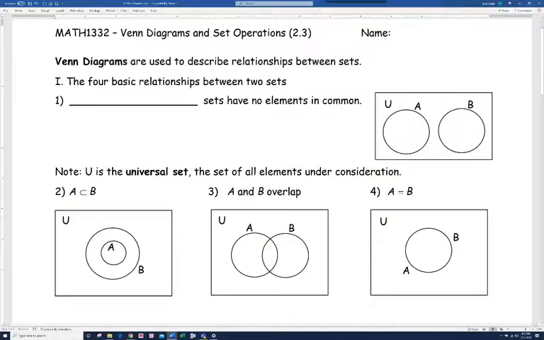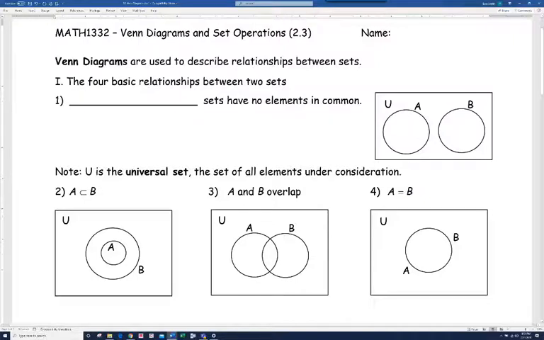All right, in this video we're going to be talking about Venn diagrams and set operations. And really this is just a basic introduction. I'm sure most of you have seen Venn diagrams before. They're used to describe simple relationships between a few sets, 2 or 3 sets usually. And so we're going to go ahead and look at this in some detail.